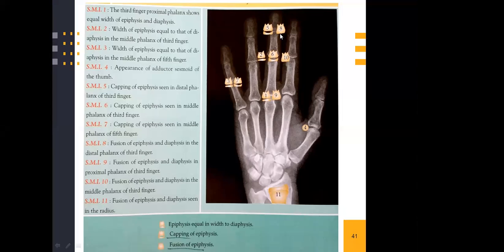And in stage 8, fusion of epiphysis and diaphysis in the distal phalanx of the third finger. In stage 9, fusion of epiphysis and diaphysis in the proximal phalanx of the third finger. In stage 10, fusion of epiphysis and diaphysis in the middle phalanx of the third finger. And finally, stage 11, where there is the fusion of the epiphysis and diaphysis in the radius.